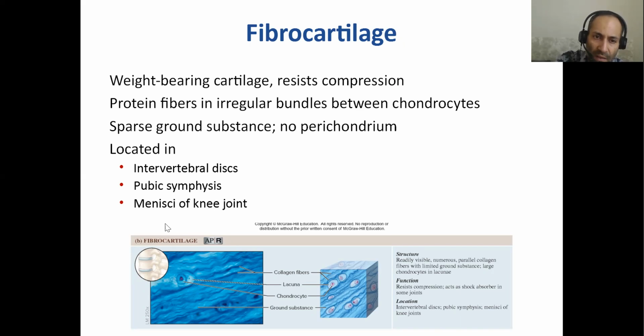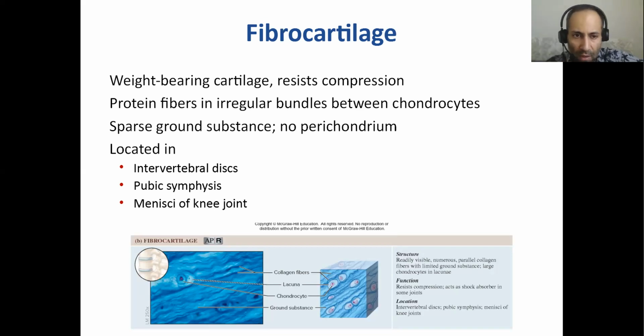Also your pubic symphysis. The pubic symphysis is your pelvic joint, right in front of your pelvis. That joint is also made up of fibrocartilage. In females during pregnancy, under the influence of progesterone, which is the female hormone, the pubic symphysis becomes quite dilated and relaxed for childbirth. So when the baby is born, the pubic symphysis literally moves considerably. In males, no such thing happens.